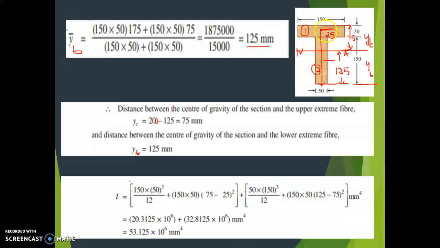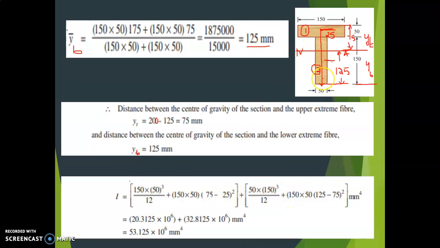So I want the distance from here to here, the neutral axis. Always remember Y is the distance from the neutral axis to the CG of that section, from here to here, that is 25. Total this is 75. 75 minus 25, that is the whole square, because BD cube divided by 12 plus A into Y square.